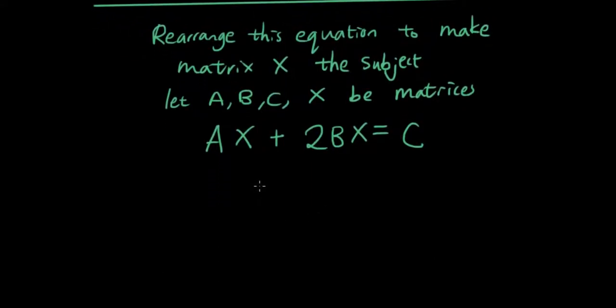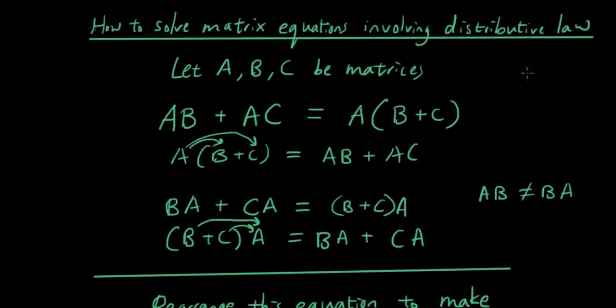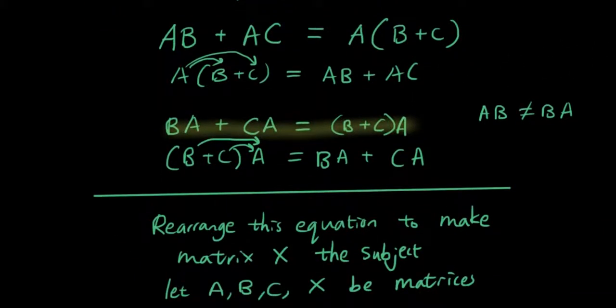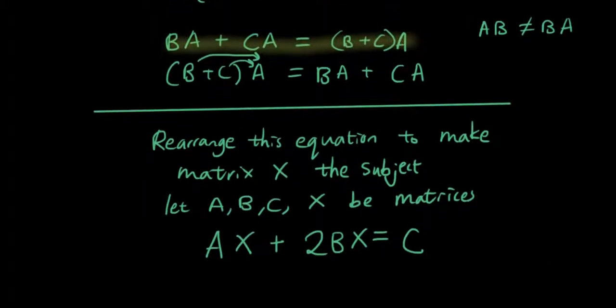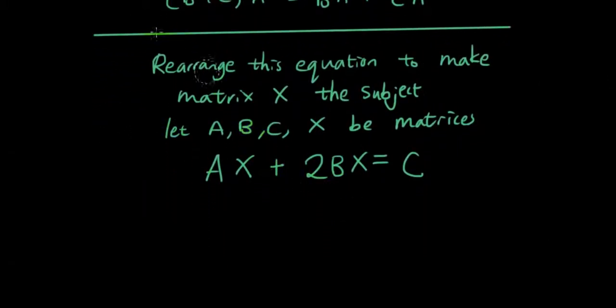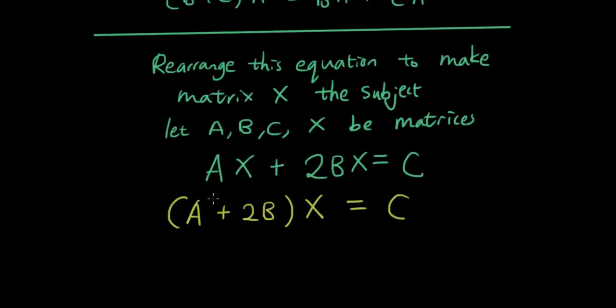Okay, so the answer is we're going to factorize it using the distributive law like we did over here. So this equation actually matches more closely to the second one, because we have the unknown variable X at the back. So what we're going to do is put A plus 2B at the front, multiplied by X is equal to C, right? Because A times X is AX, 2B times X is 2BX, right?